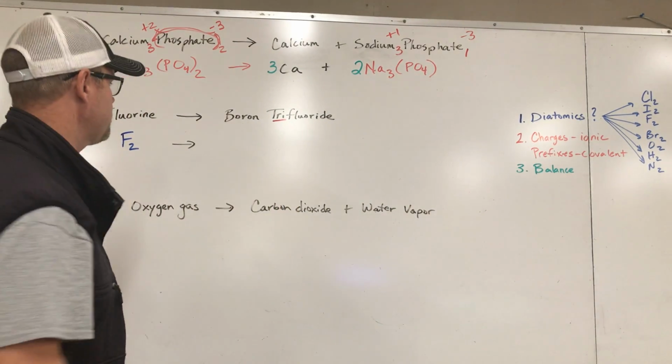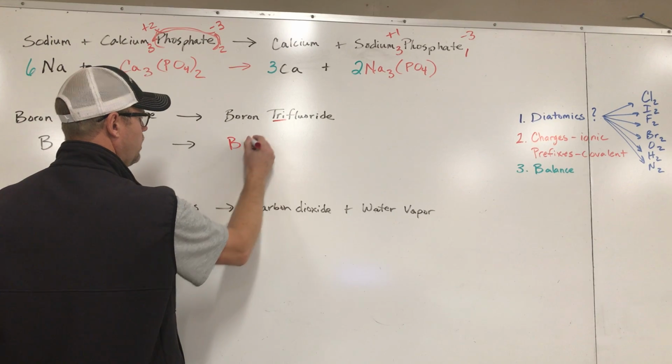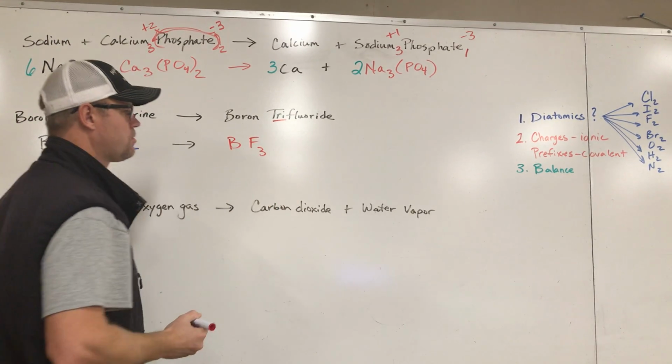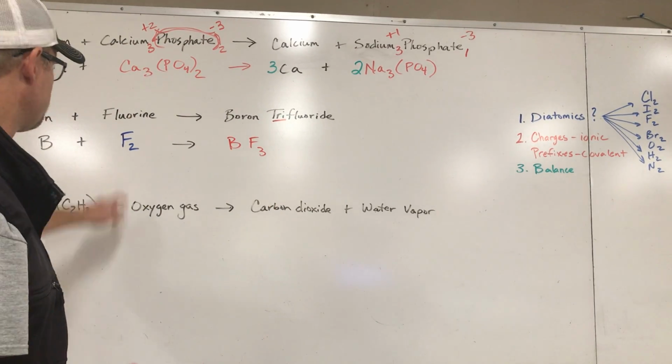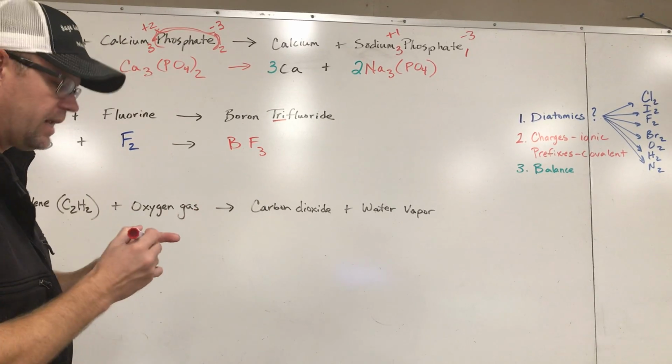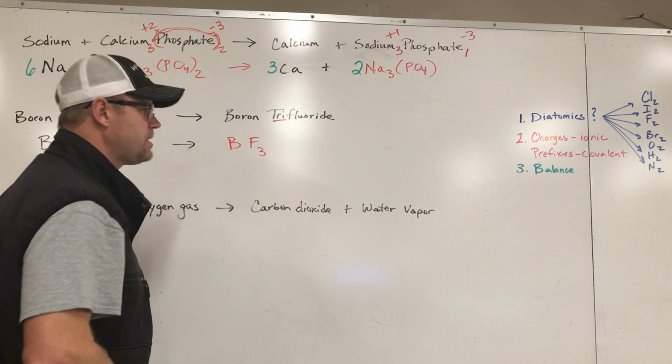I just have to write what the name says. I've got 1 boron and 3 fluorines because it says trifluoride. But Mr. Throne, there's only 2 fluorines over here. Yeah, we're going to get to that because we're going to balance the amounts at the end.